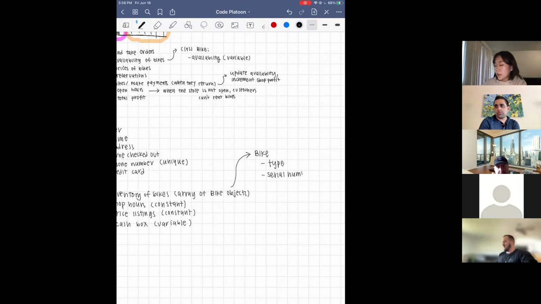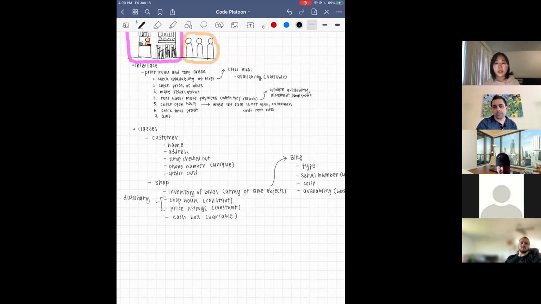And then for when we make our shop class, we have these constant variables, right? We can store this inside a dictionary when we initiate our shop class, because as a customer, you can't really customize the open hours or the price options. So it would be like a preset dictionary that you would put inside of your shop object when you initialize it.